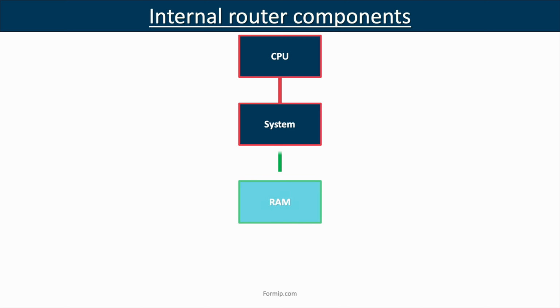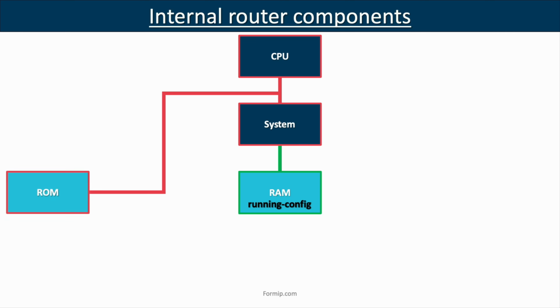We have RAM memory. This is the router's work area. It contains the routing tables, the various caches for processes and protocols, as well as buffers for sending and receiving packets. The RAM is where you can find the running config file. This is the current configuration file for the router. If you don't save your configuration in the startup config and you restart the router, then the changes will be lost.